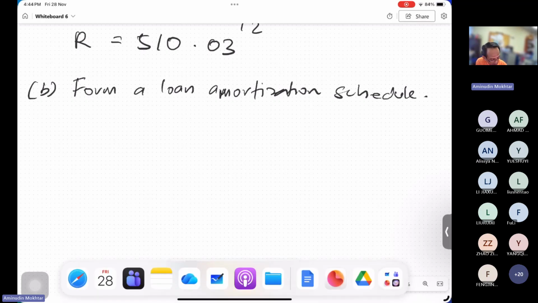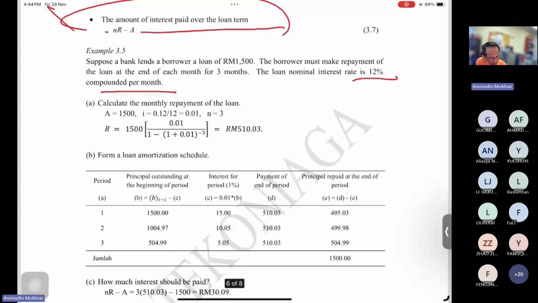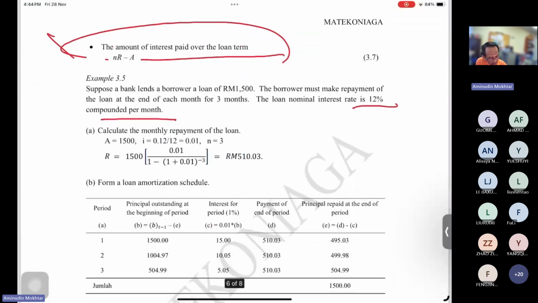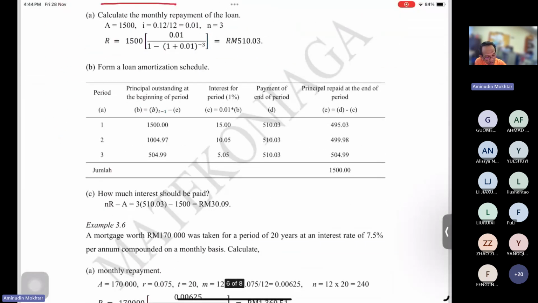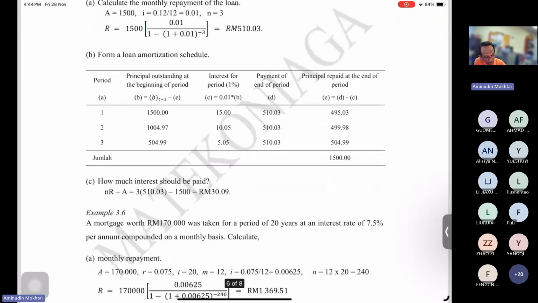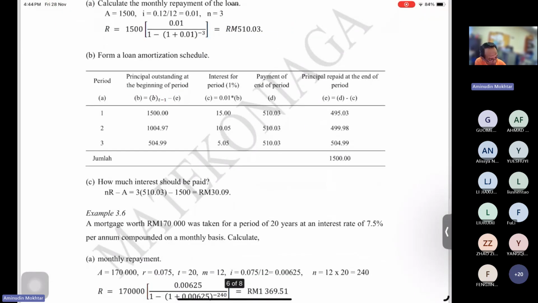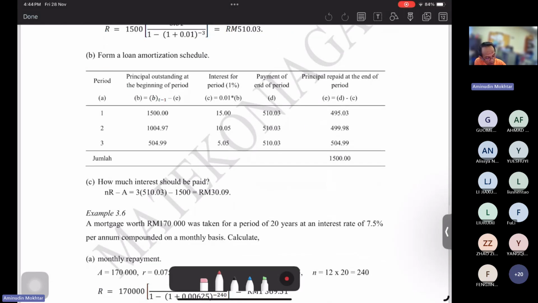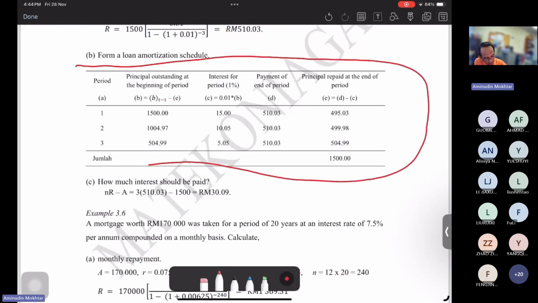As you can see, on page 6, there is the answer: the loan amortization table, jadual perluasan pinjaman. In Bahasa, we call it jadual perluasan pinjaman, or loan amortization schedule.